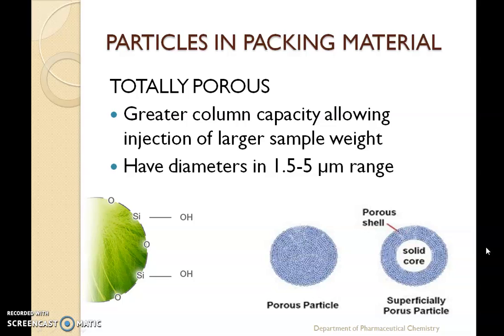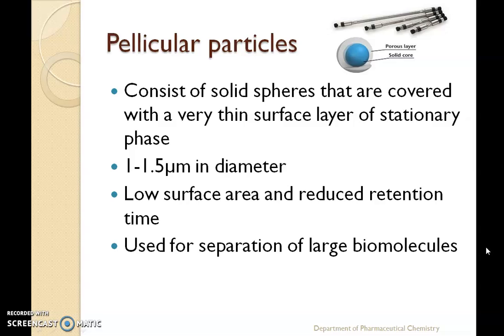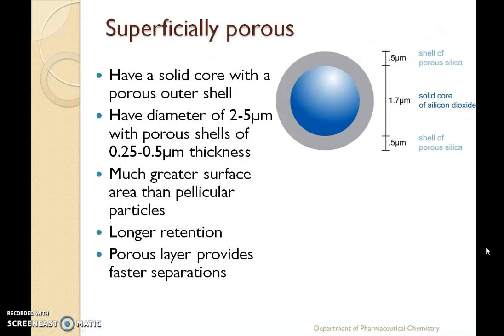So high mobile phase flow rate at low pressure is also used. Particles in packing material usually give greater column capacity, allowing the injection of larger sample weight, with a diameter of 1.5 to 5 micron in range. This figure represents the arrangement of the porous materials, and pellicular particles are also used, which consist of solid spheres covered with a very thin surface layer of the stationary phase. These usually vary in diameter from 1 to 1.5, have a low surface area and reduced retention time, and are particularly used for the separation of large biomolecules.